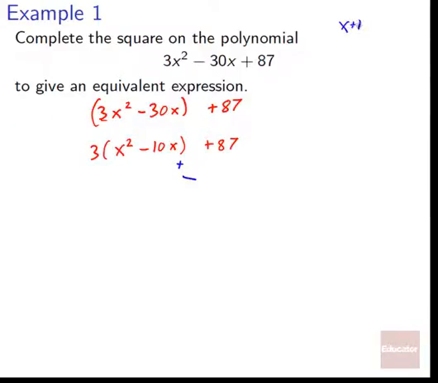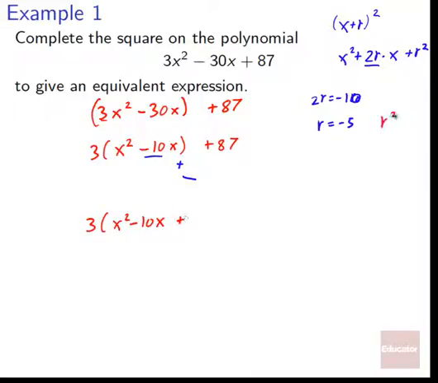Well, remember, if it was x plus r squared, then that would become x squared plus 2r times x plus r squared. So who makes up our 2r right now? Our 2r here is our negative 10. So if 2r equals negative 10, then our r by itself would be equal to negative 5. So we want to get a 25 inside. So we've got 3 times x squared minus 10x plus, we want r squared equals 25. Negative 5 times negative 5, 25. So plus 25 on the inside. So we want that to show up.